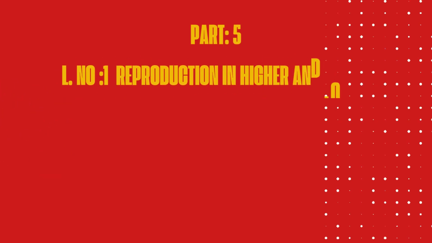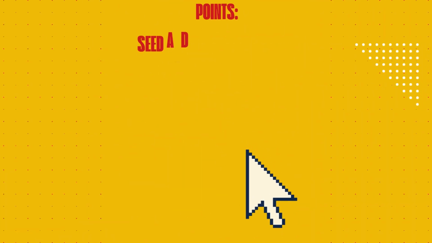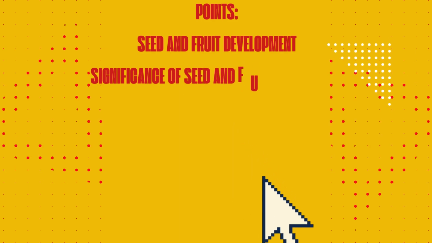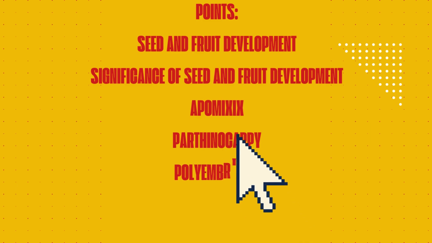Lesson number 1, Reproduction in Higher and Lower Plants, Part 5. Points of this video: Seeds and Fruit Development, Significance of Seed and Fruit Development, Apomixis, Parthenocarpy, Polyembryony.